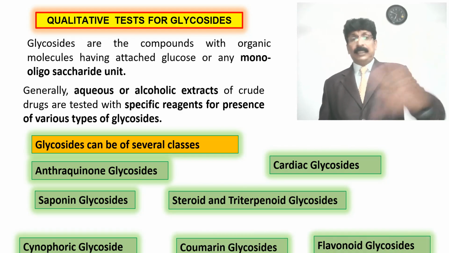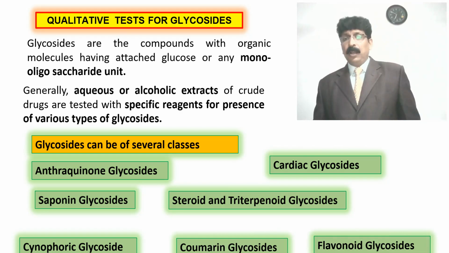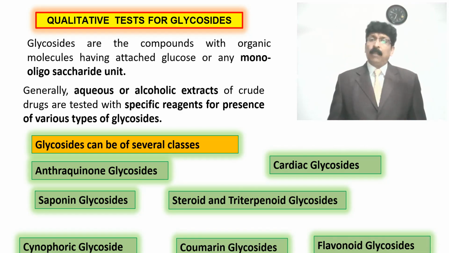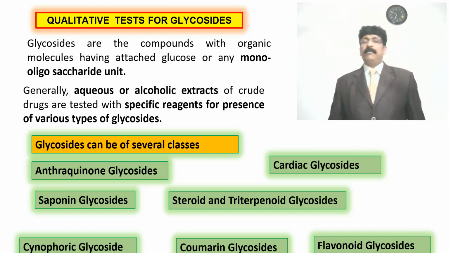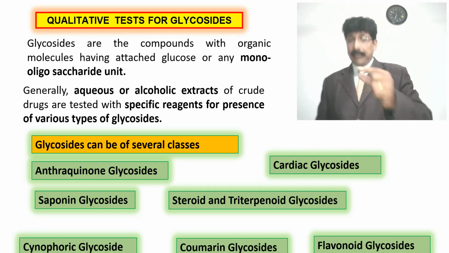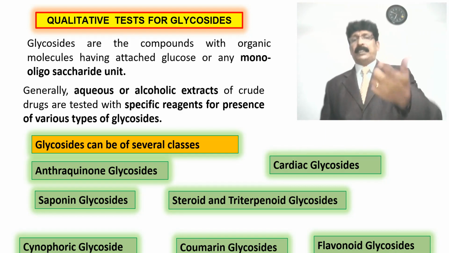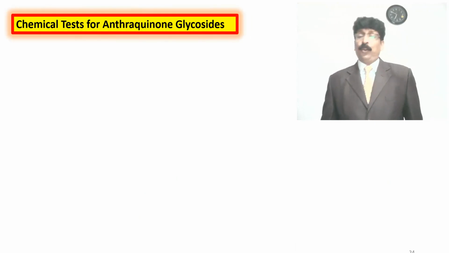This also comes under glycosides, but flavonoids we have discussed in the phenolic containing compounds also. We have discussed the Shinoda's test. Everything comes to the same, to the flavonoid glycosides, though I am not going to discuss the flavonoid glycosides in this session. Already we have discussed. So now we will come to the chemical test for anthraquinone glycosides.